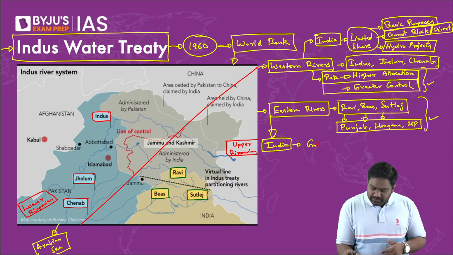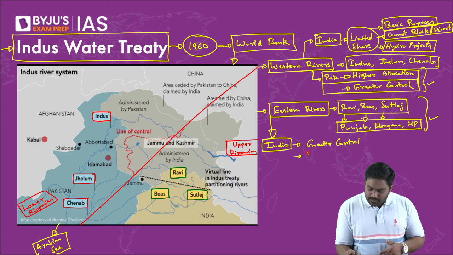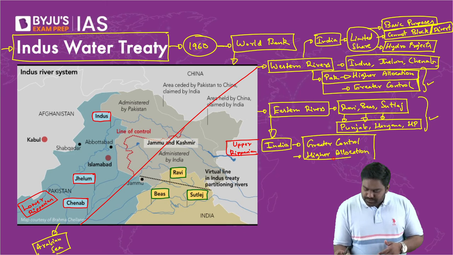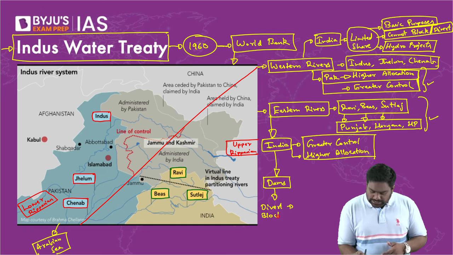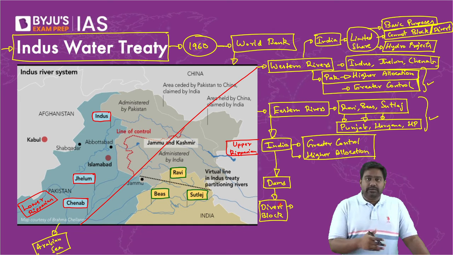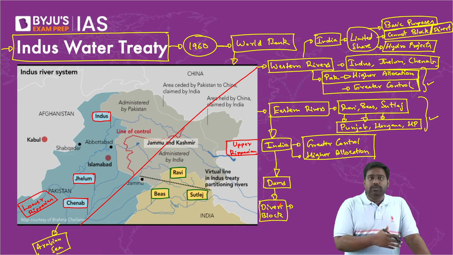India has been given greater control of these rivers with a higher allocation. We can utilize these waters to meet all the needs on the Indian side. We can build regular dams, divert a part of it as well, block and store the water as well. All right. We can build regular dams on these rivers like Bhakra Nangal has been built. Right. You can store the water for a long time.